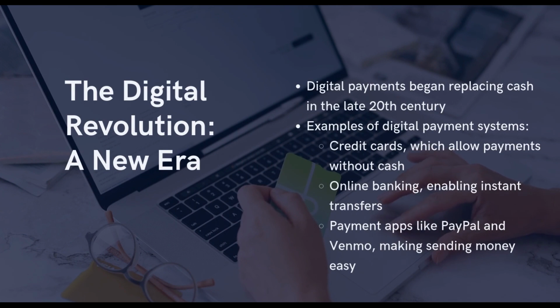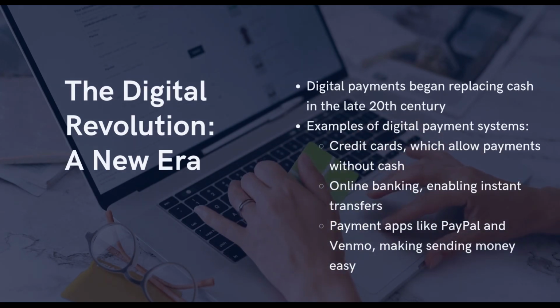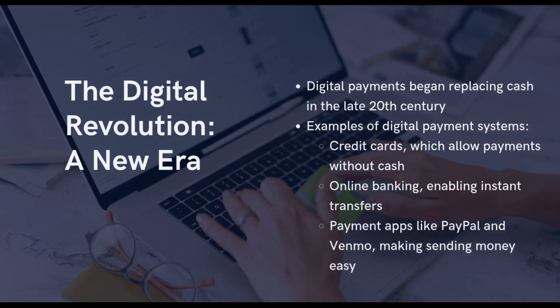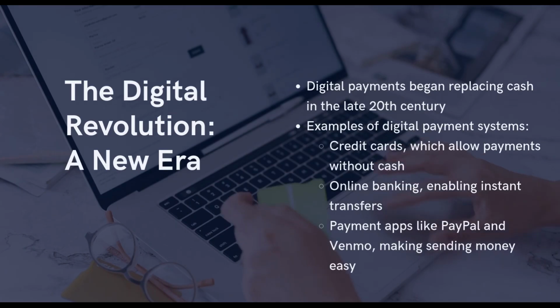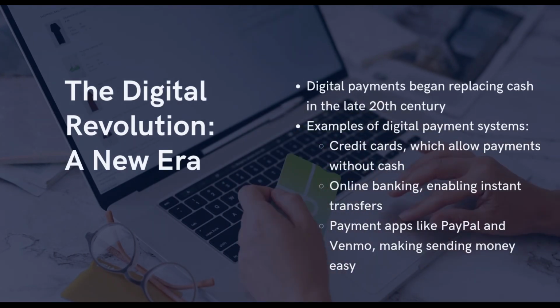The internet changed how we think about money. In the late 20th century, digital payments became a common way to pay for goods and services. Credit cards allowed people to spend money without carrying cash. Online banking let users transfer money instantly from one account to another. And then payment apps like PayPal and Venmo made sending money as easy as sending a text message.